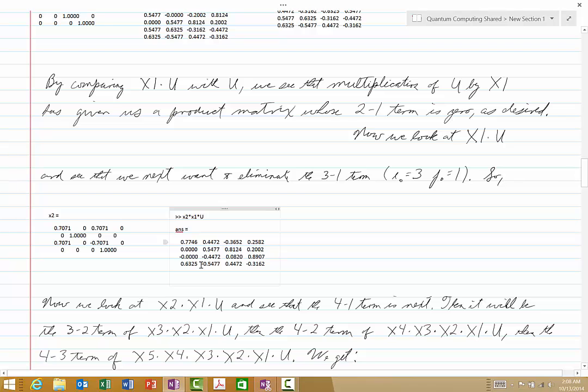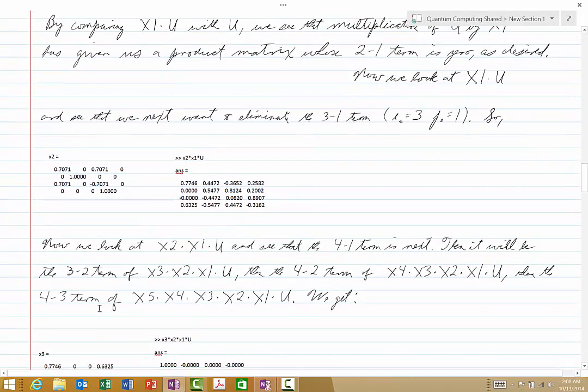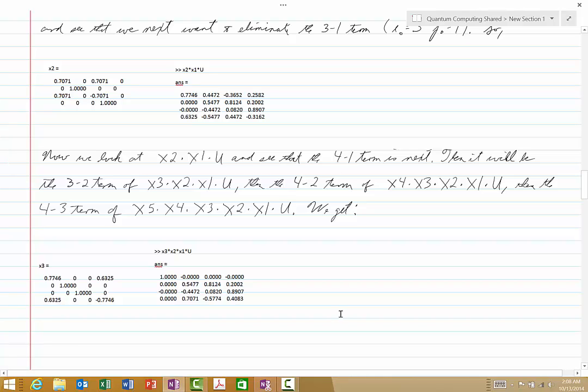So now we want to get rid of the 0.6325. Now we look at x2 times x1 times u, and we see that the 4,1 term is next. Then it will be the 3,2 term of x3 times x2 times x1 times u that we will look at. And then the 4,2 term of x4 times x3 times x2 times x1 times u. And then the 4,3 term of x5 times x4 times x3 times x2 times x1 times u. And so if we do all of that, here are the matrices that we will get.